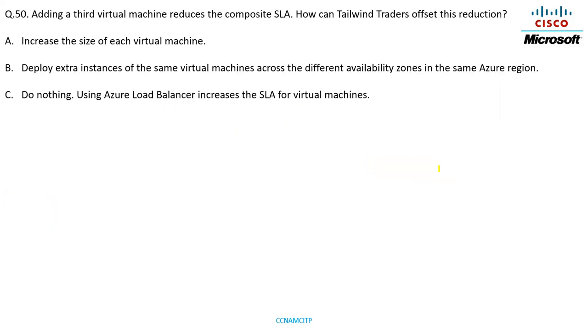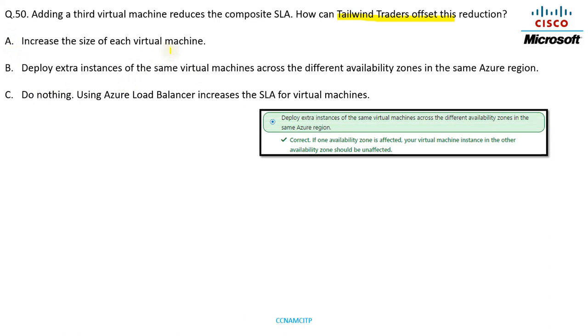Next one, adding a virtual machine reduces the composite SLA. How can the company offset this reduction? So increase the size of each virtual machine, and deploy extra instances of the same virtual machine. So the answer should be either A or B. Deploy extra instances of the same virtual machine across different availability zones in the same Azure region to offset the reduction, if you are adding a third virtual machine.